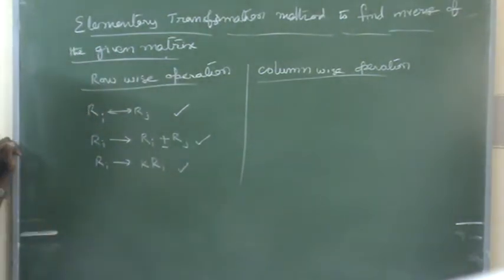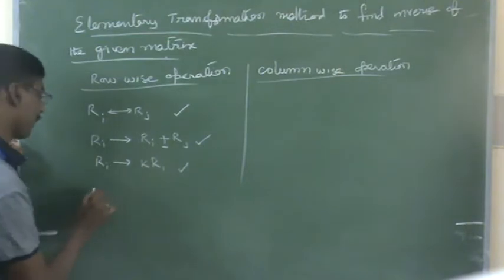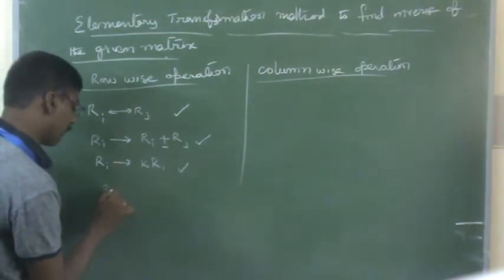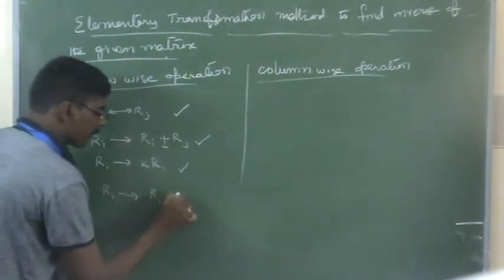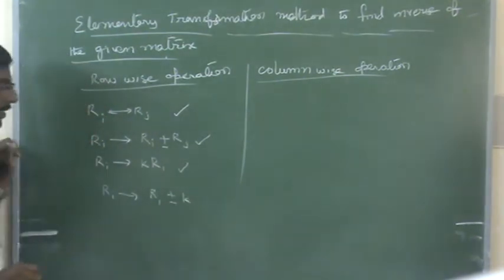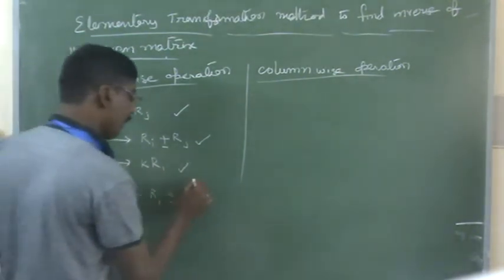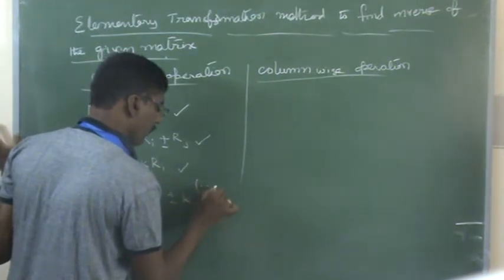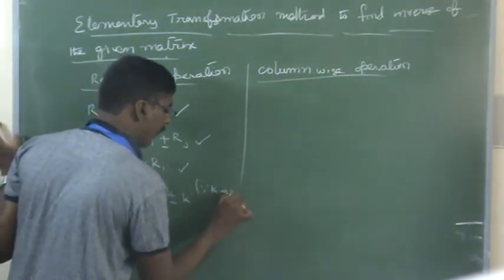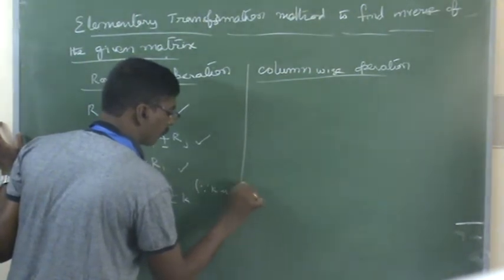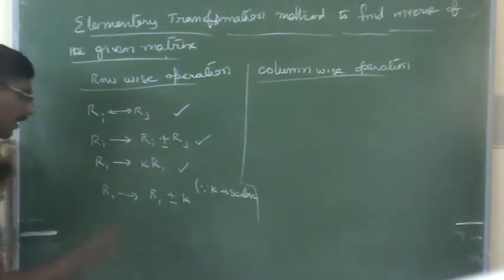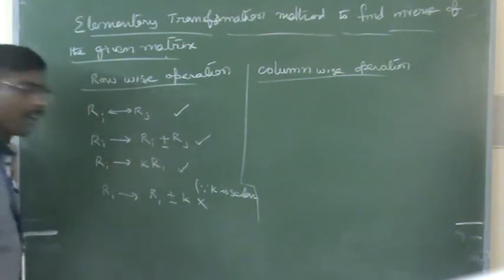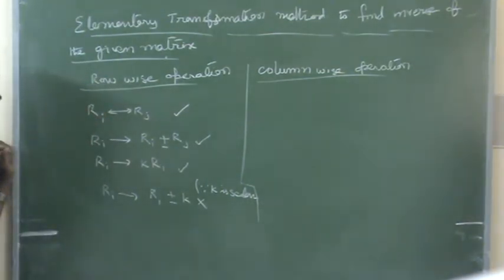But what are the transformations that do not exist? That is also very important. Ri tends to Ri plus or minus some scalar constant. Here you can immediately know important information: k is a scalar, and a scalar is nothing but some number. Adding one number or subtracting one number for the entire row is not allowed. That you can remember further.